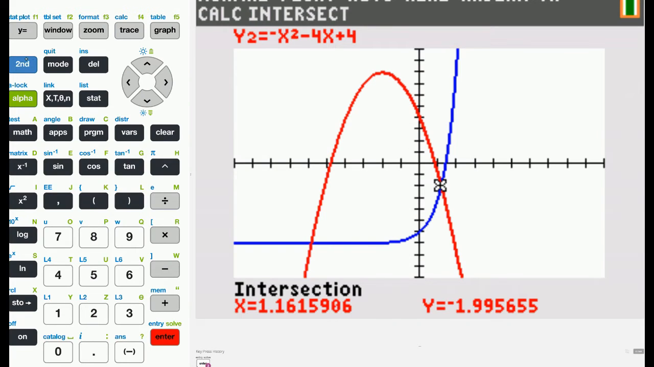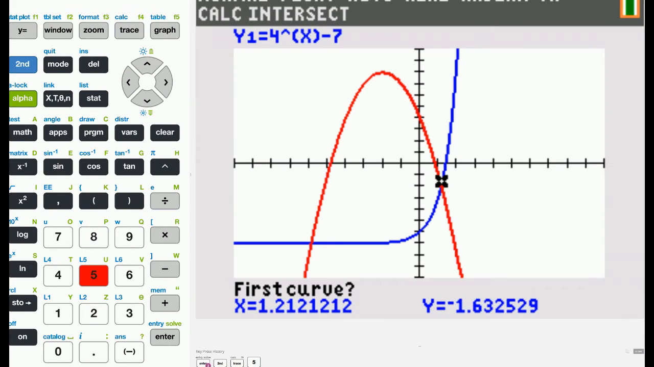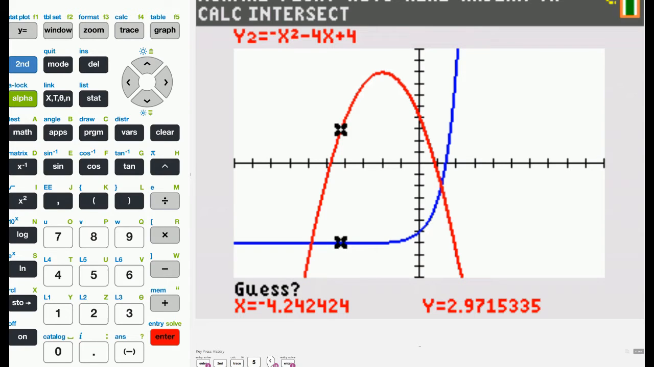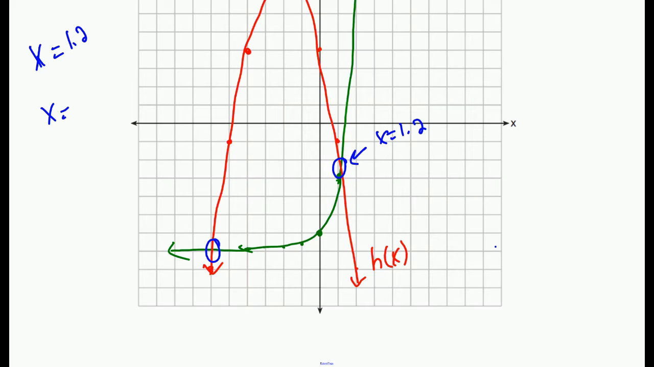And the second intersection point, second trace intersect, scroll the cursor all the way over. You can just hold it down, I can't on the computer. Close enough. Hit enter 3 times. And it tells you that intersection point is negative 5.9. So this happens at about negative 5.9.